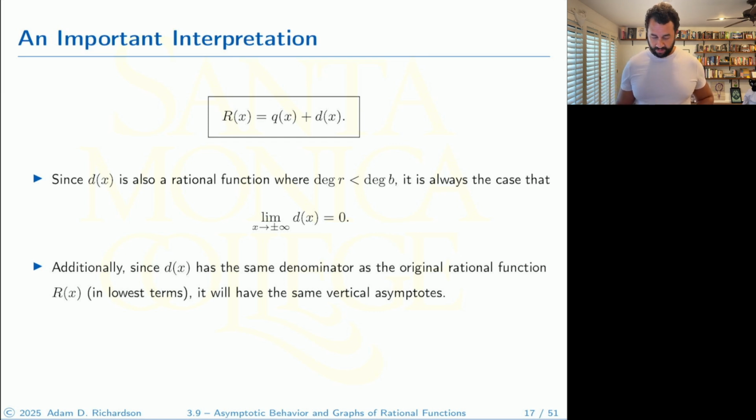Other good news, because d of x has the same denominator as the original function written in lowest terms, it'll have the same vertical asymptotes. So it holds on to that information about the vertical asymptotes too after you've performed the division algorithm.